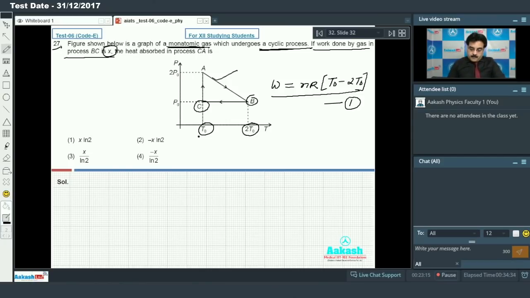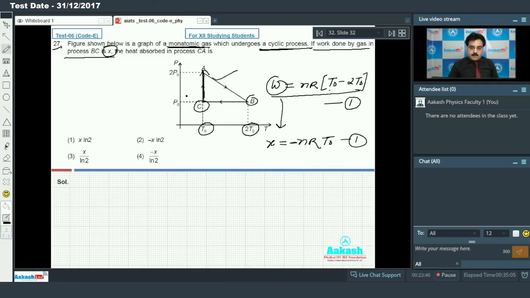Now, according to the problem, this work done is given by X. So X is equal to nR (T0 minus 2T0). So we can use the minus sign here, because T0 minus 2T0 is equal to minus T0. So this is minus nRT0, and this is my final relation number 1.